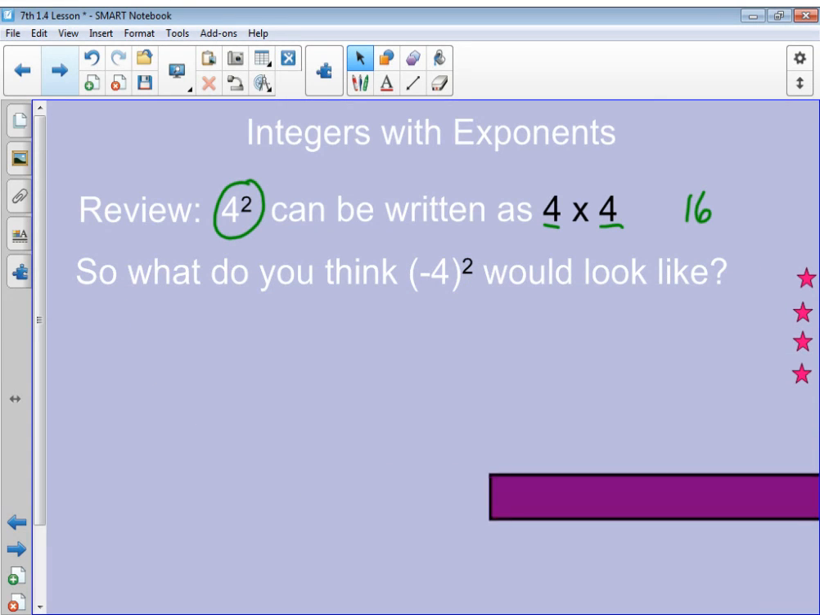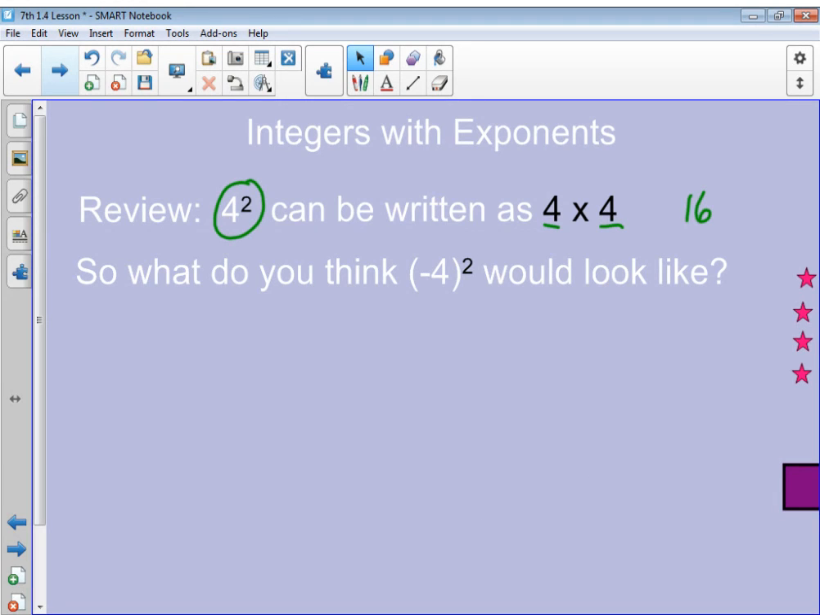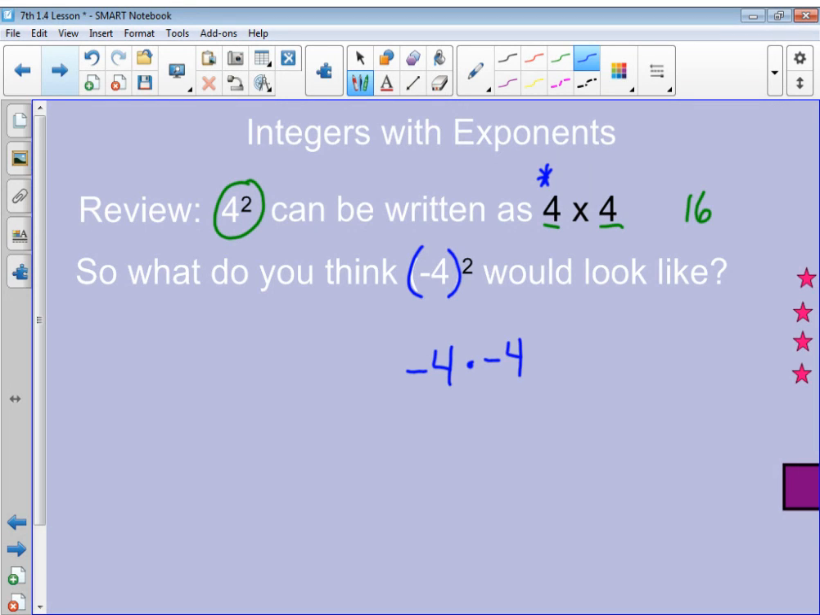What do you think would happen if they change that positive 4 to a negative 4? Okay, and notice that we put it in parentheses, meaning that negative is going to stick with the 4. Well, if I were to write it out like I did in this first example, it would look like this: negative 4 times negative 4, because we needed 2 of those, right? Now we're back to what we did previously. So we can go ahead and count our negative signs. 1, 2, so there's 2 negative signs, which would make a positive answer of 4 times 4 is 16.